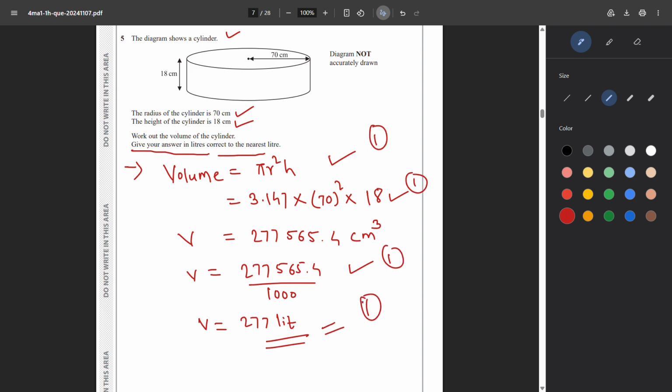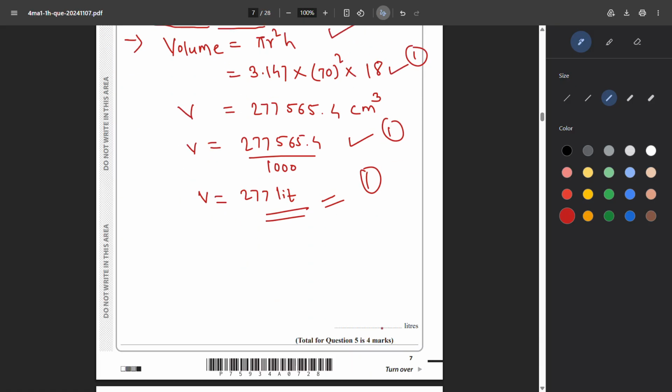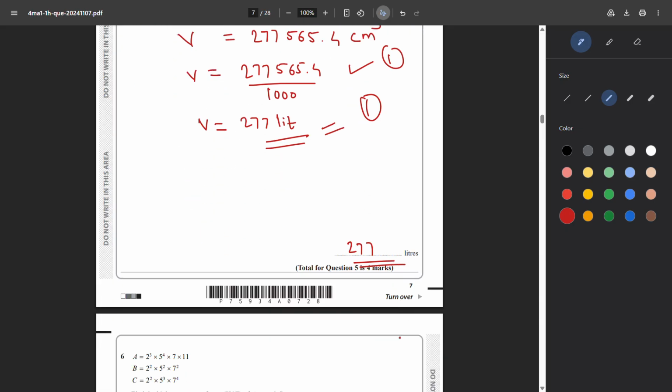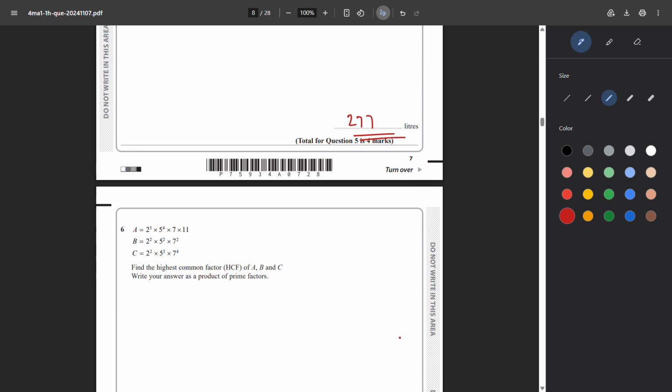This question is for 4 marks, so the answer is 277 liters. To get 4 marks, you have to show every step. Initially write down the given terms, means radius and height also. Then write down the formula, put all values in that formula, just multiply all values in the calculator, and show every step to get all marks.